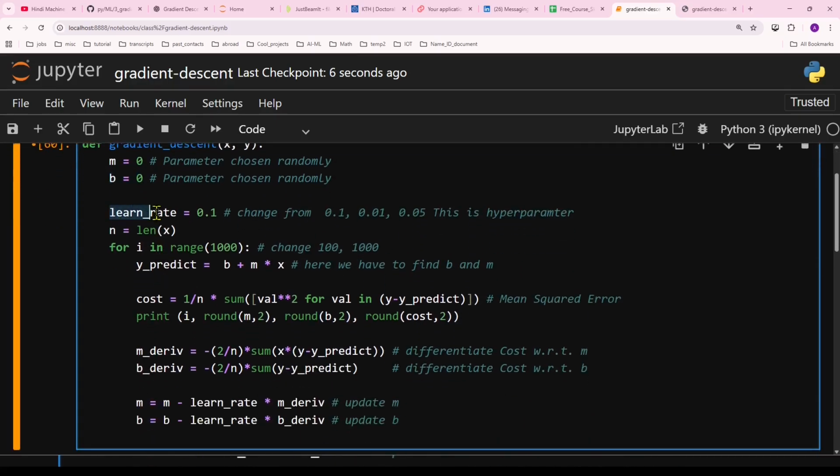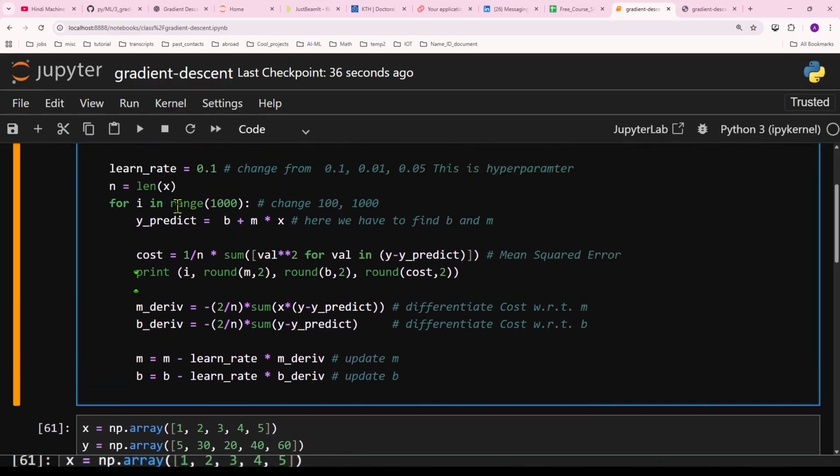Then I specify my learning rate. So I start with a learning rate of 0.1. Later on, you can change this to 0.01, 0.05. And by the way, this is a hyperparameter. That's the technical name for that. Okay, then I'm also determining the length of my records. In this case, it's n. Then I'm just iterating. I'm going to do this at least 1,000 times. So that's what I'm doing over here.